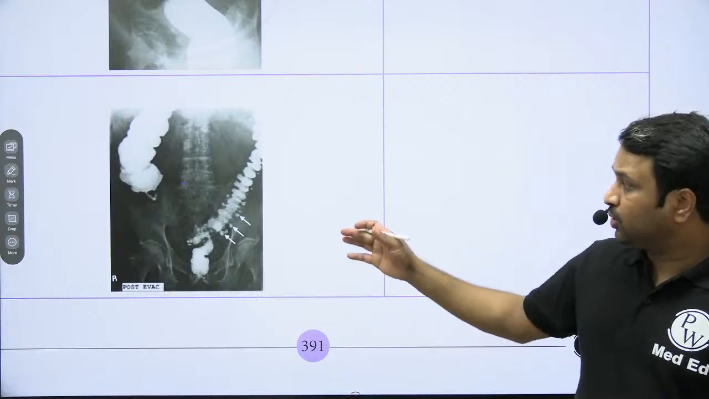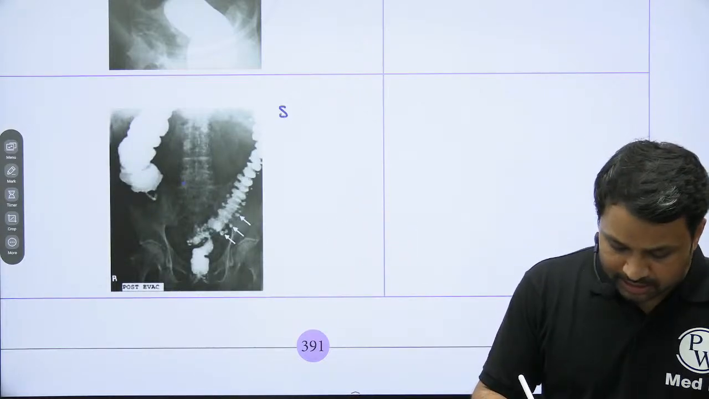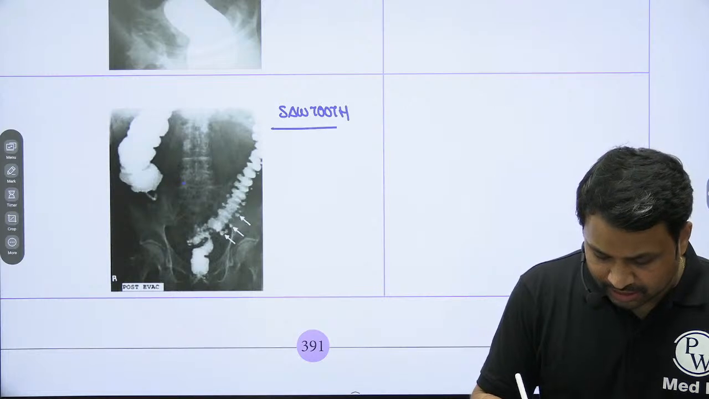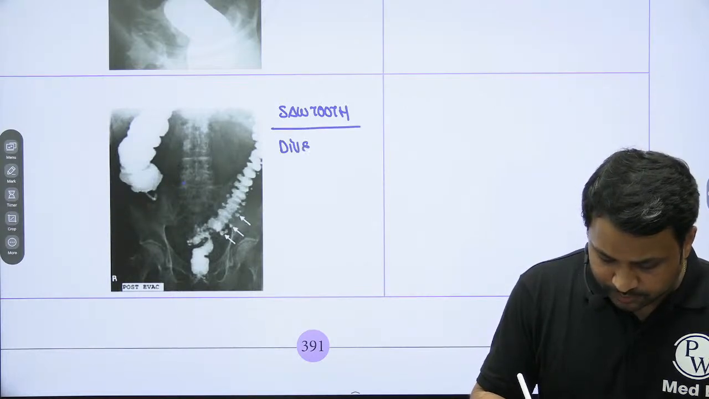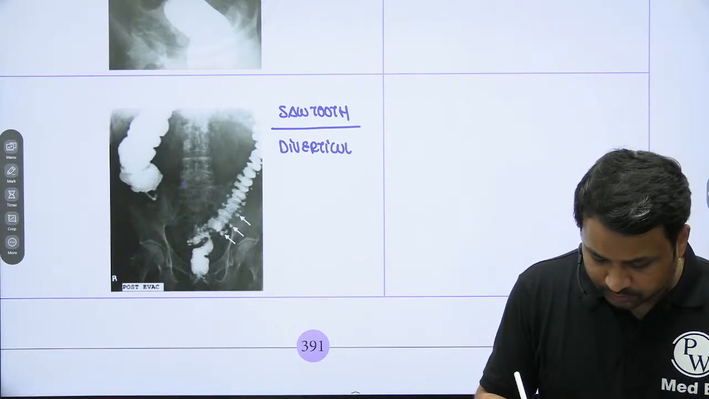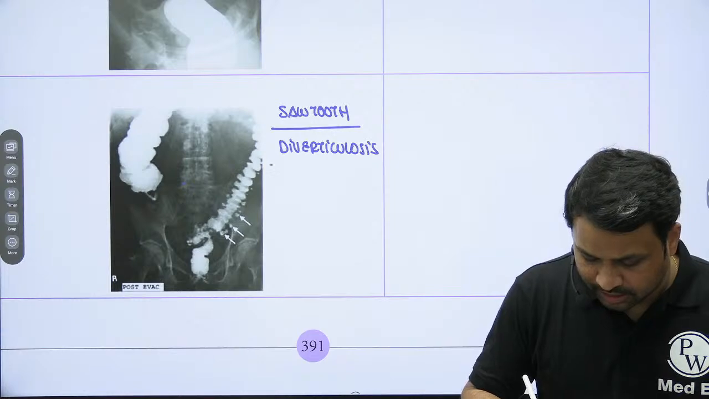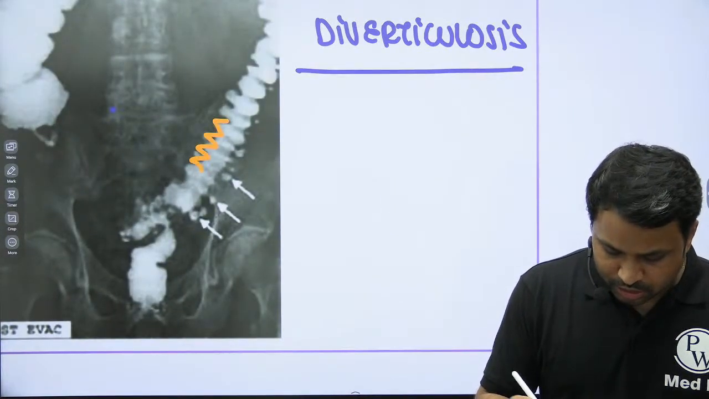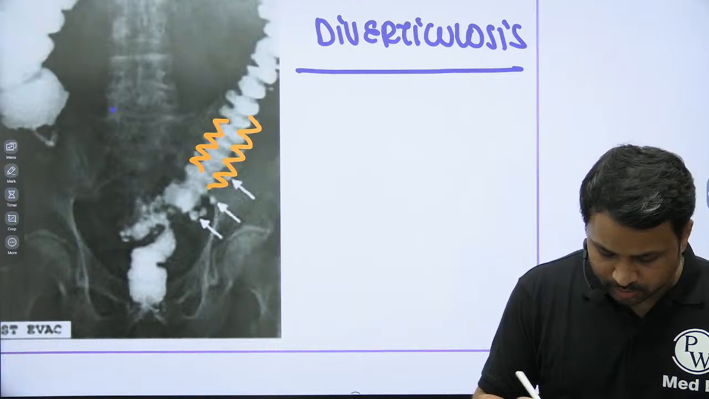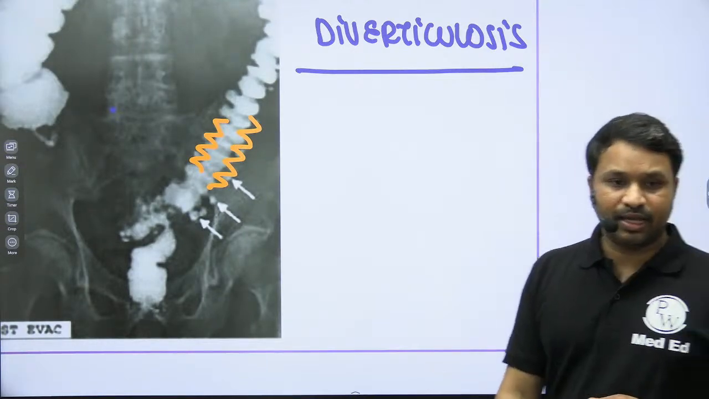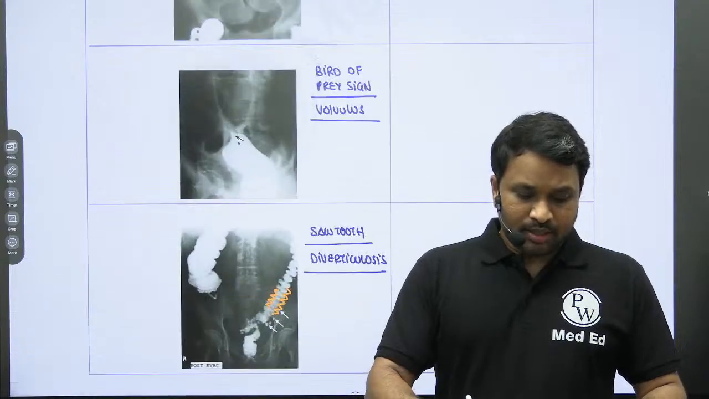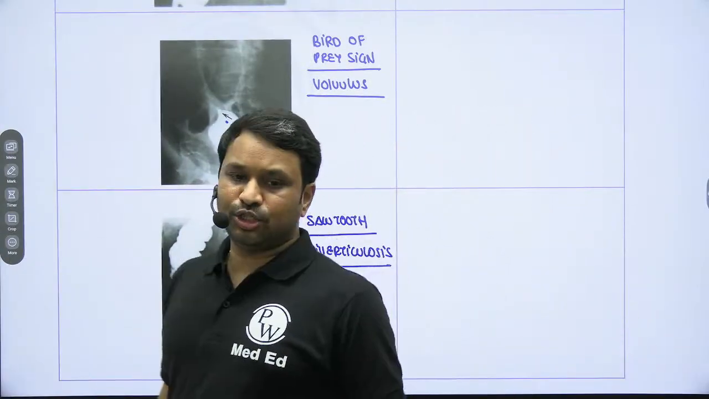Now here you can see the classical sawtooth appearance. This is seen in diverticulosis. You see a classical sawtooth here also. So this is seen in diverticulosis. Absolutely correct. Okay. So this summarizes your entire GIT, right?